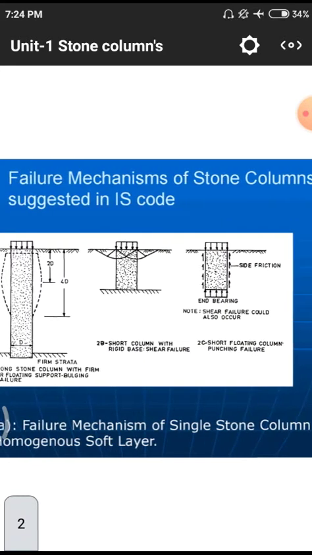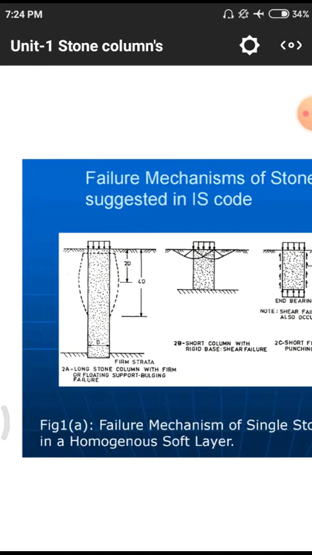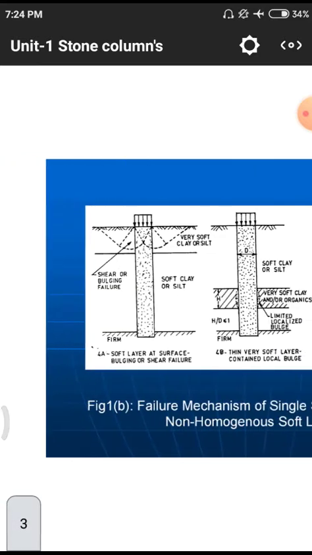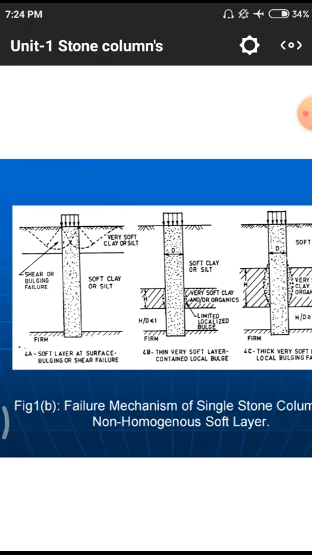Previously, the soil was a homogeneous soft layer, but in the second diagram, it is non-homogeneous. That means up to some level we have one kind of soil strata, and after that we have another kind of soil strata. If the layers differ, the forces also differ from layer to layer, so there may be uneven distribution of the load and stress, so definitely we need to go for different kinds of patterns to bear those loads.